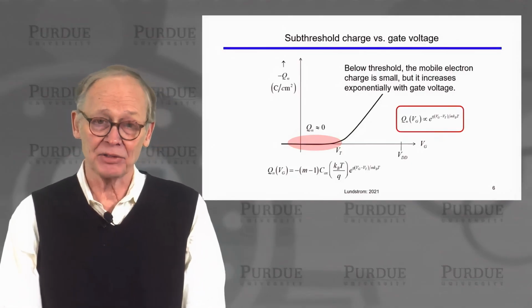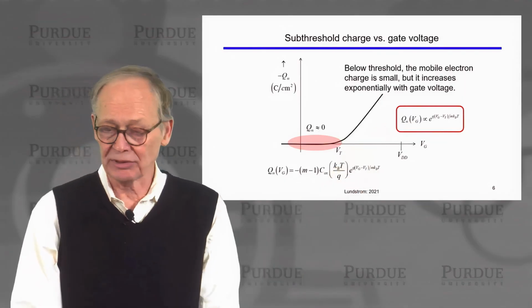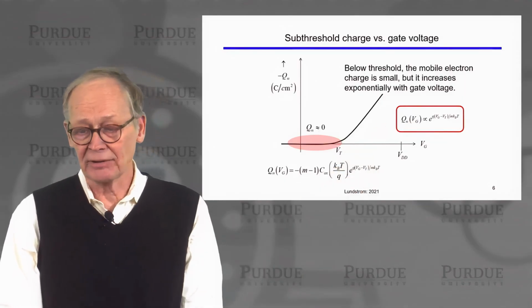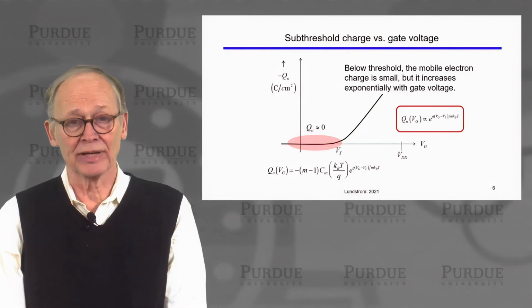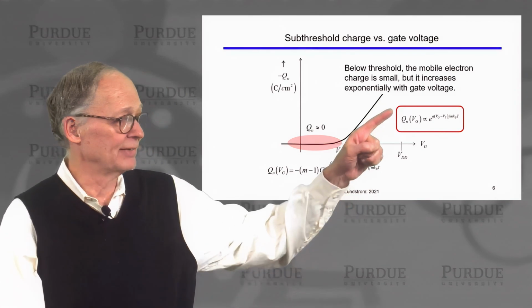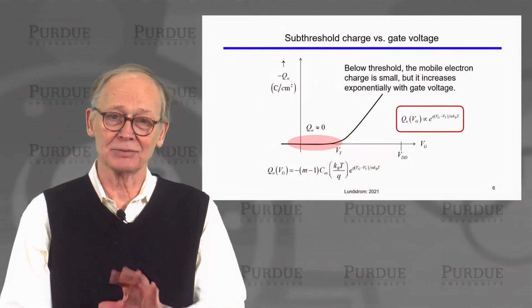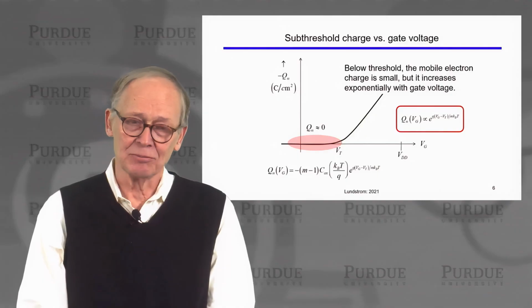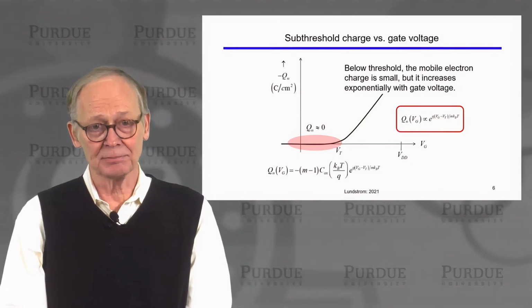The takeaway message from all of this now is that the mobile charge as a function of gate voltage below threshold varies as e to the minus (gate voltage minus threshold voltage) over mkT, right? That's an important relation. It's in a big red box because we should try to remember that. The mobile charge versus gate voltage varies exponentially below threshold.